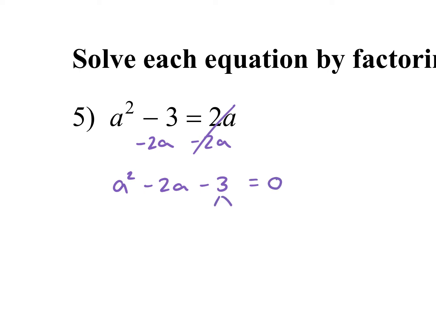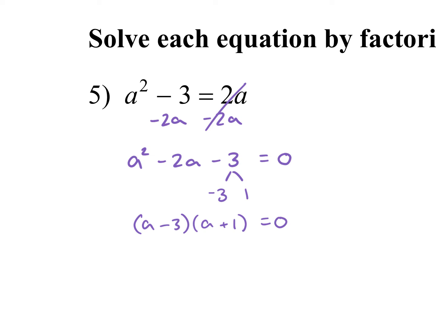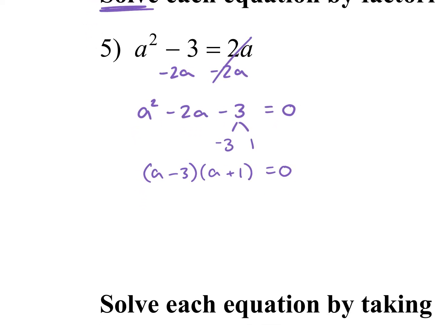Now I factor like normal. So what are 2 factors of -3 that add to -2? -3 and 1. So I would write that as a minus 3 times a plus 1 equals 0. Here I'm solving. So I actually have to find a equals. So I can't just factor. I got to do one more step.